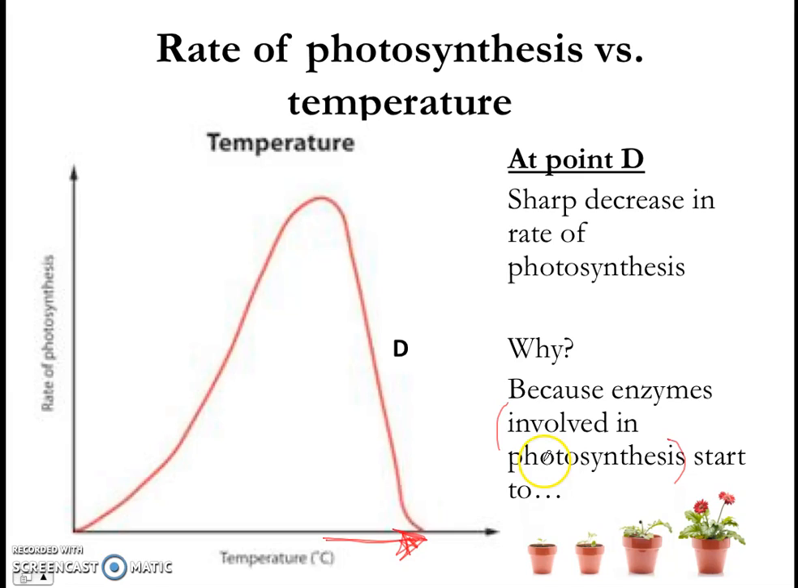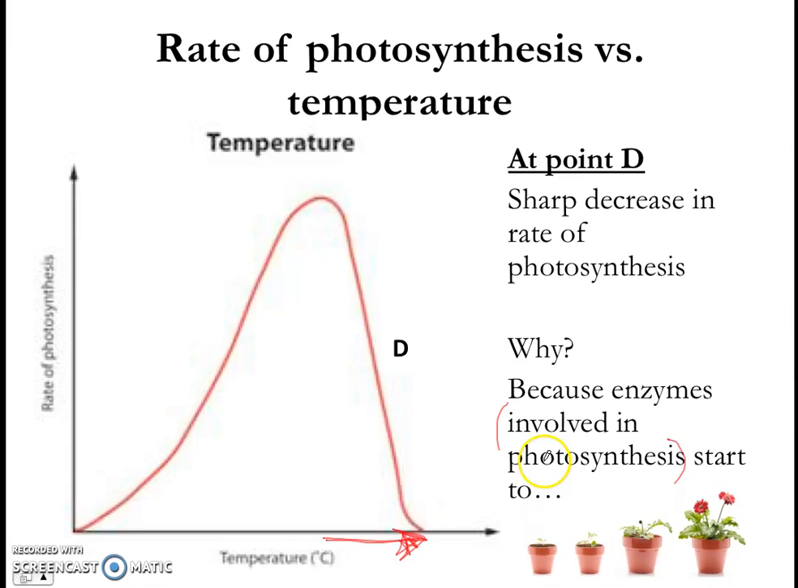Okay, so that needs to be really off the top of your head. Just apply the explanation about how enzymes are affected by temperature, apply that to how the rate of photosynthesis is affected by temperature. Alright, that's all.